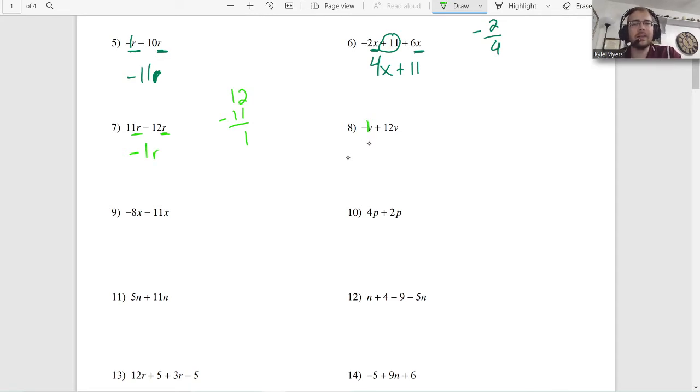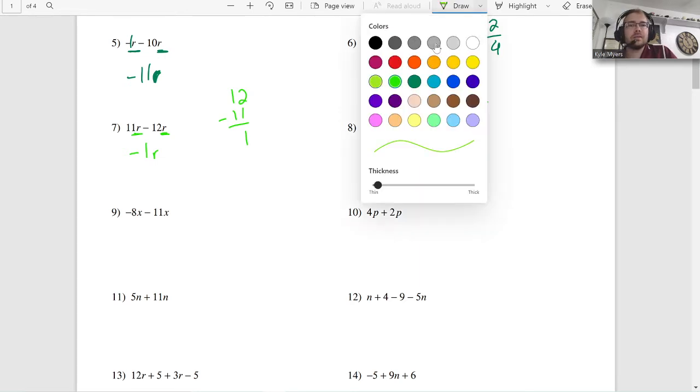Okay, on to the next one. That's a 1, that's a 12. They have different signs. They are like terms. They both have v's, and they don't have different powers of v. So I put the numbers together. The signs are different, so I subtract. 12 minus 1 is 11. The 12 was already positive. The 1 was already negative, so we're good to go there. 11 and v. All right, changing colors.